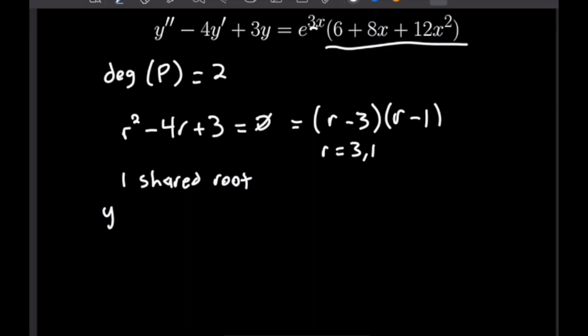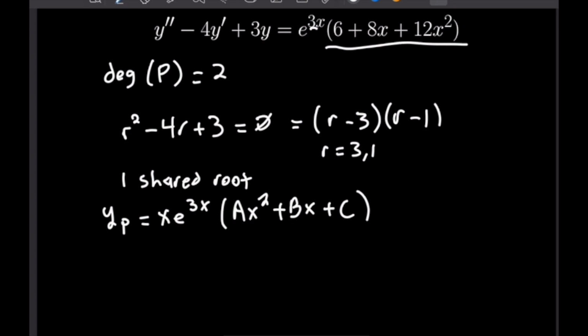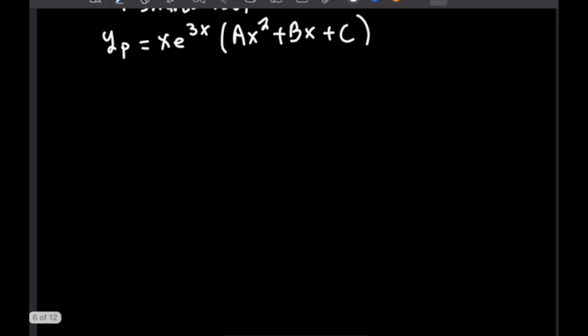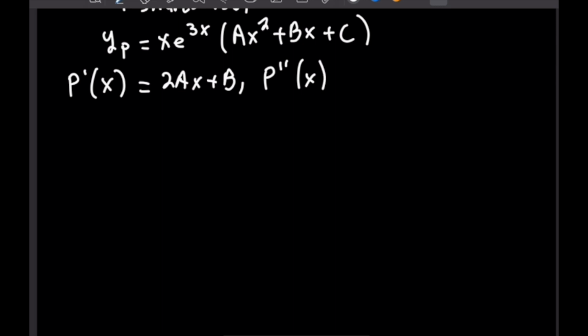So that means our suggestion for our y sub p is going to equal x times e to the 3x times ax squared plus bx plus c. And recalling from the last problem what our derivatives of that p of x are, we are going to use them once again. So we'll have that p prime of x is equal to 2ax plus b. And p double prime of x is equal to 2a, where of course this is our p of x. So let's go ahead and take some derivatives here.